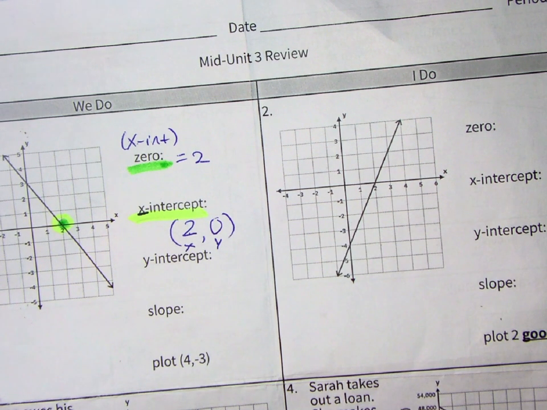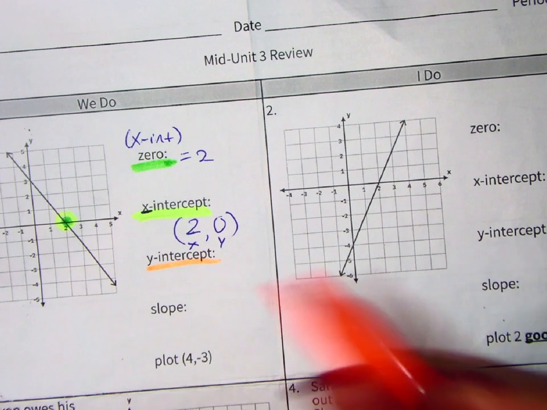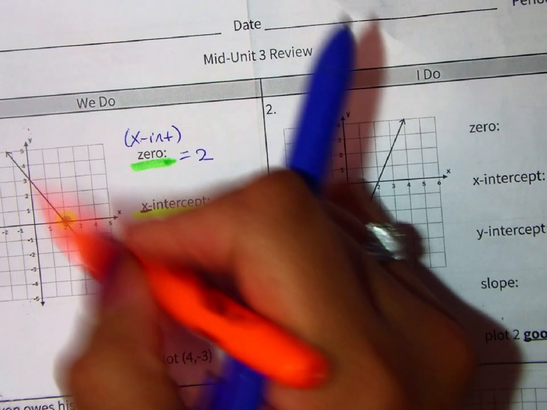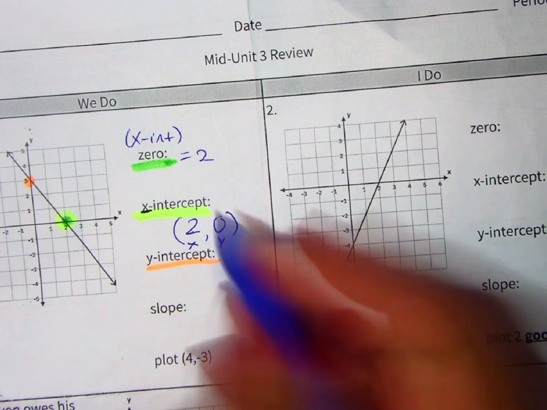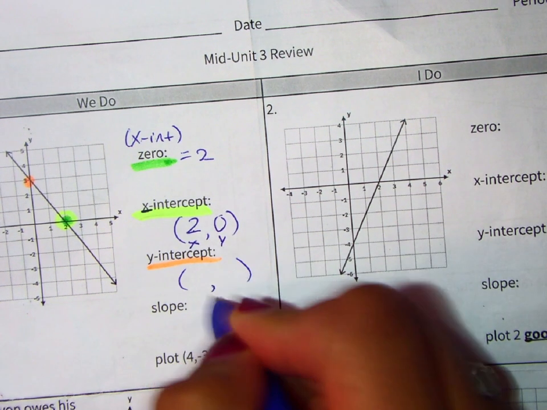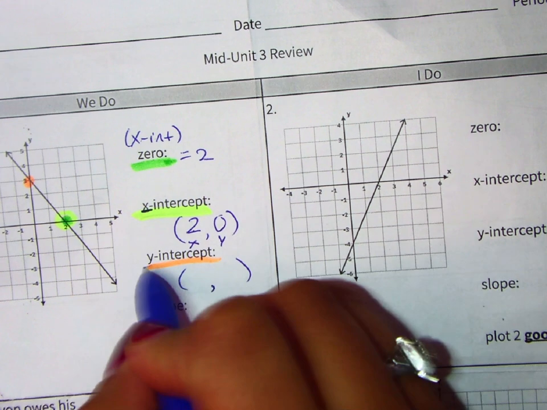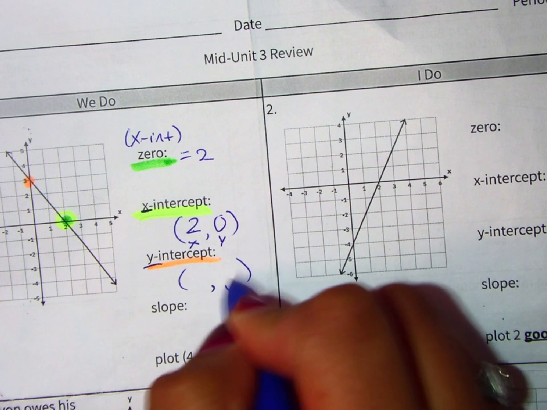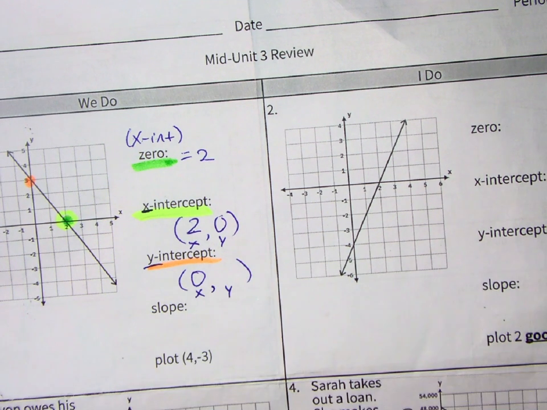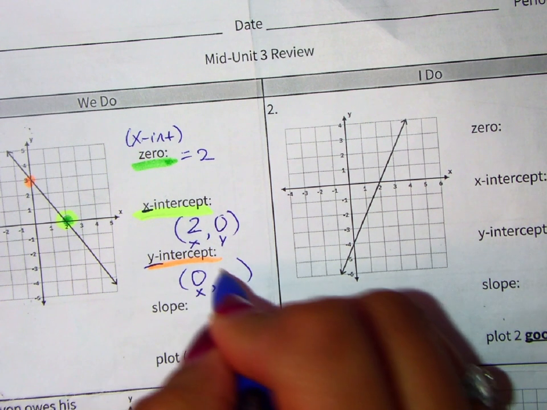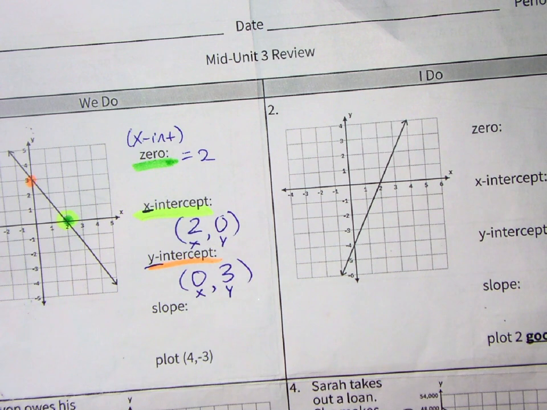For the next question, they're asking for the y-intercept. So now we're looking at the y-axis and seeing where the line crosses the y-axis, and that's right here at 3. And once again, you write it as a point. Because they're asking for the y-intercept, you know that the x is a 0. So therefore, you have (0, 3) as your y-intercept.